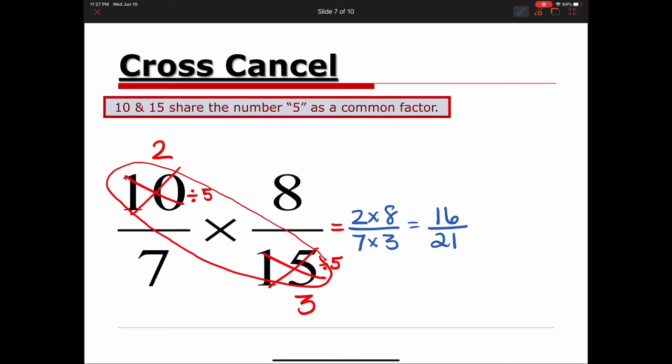And then we are through, because this problem right here is not improper. 16 is smaller than 21, and they don't have any common factors. The only number they could divide into 16 would be dividing by 4. Well, that doesn't go into 21. We could divide 16 by 2. Well, that doesn't divide into 21. Or we can divide by 8, and that doesn't go into 21. None of those actually work. So that's our answer, 16 over 21. And we're through with that problem.